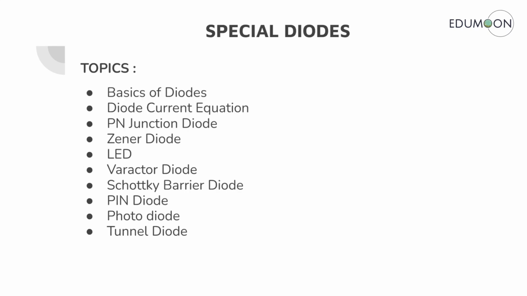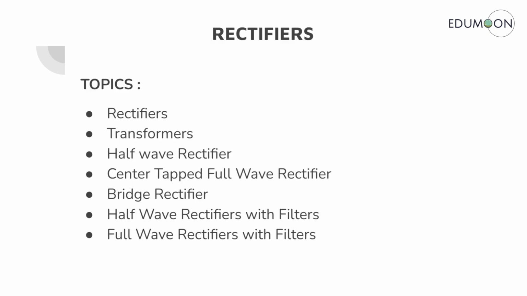And let's move on to the next one. The next unit is special diodes. So this chapter specializes in exploring various types of diodes, their characteristics and advantages, disadvantages and applications. The next unit, that is the third unit, is rectifiers. In this unit, we will learn about half wave and full wave rectifiers and how they function.